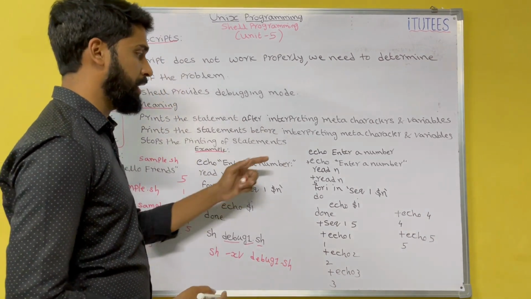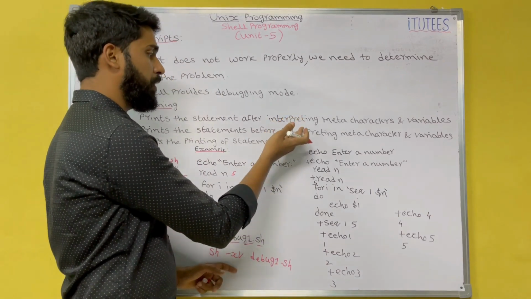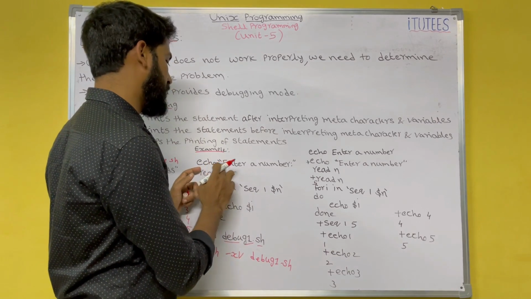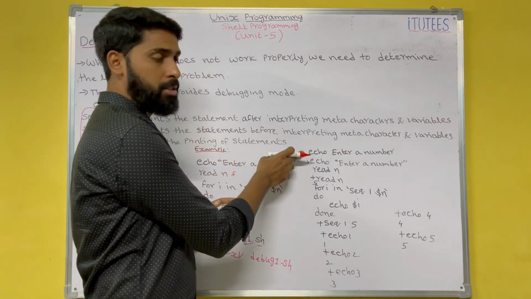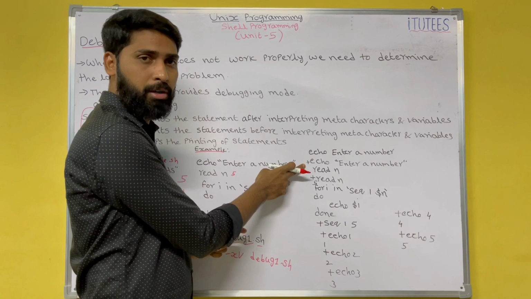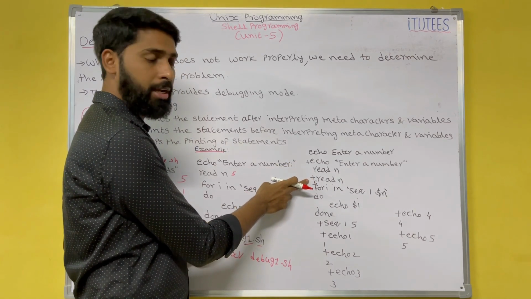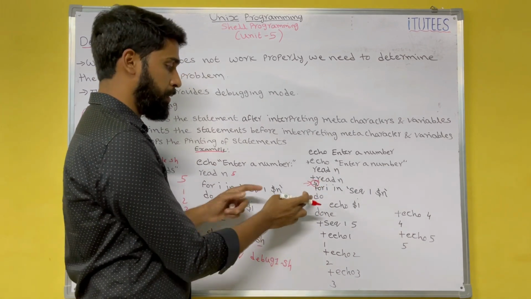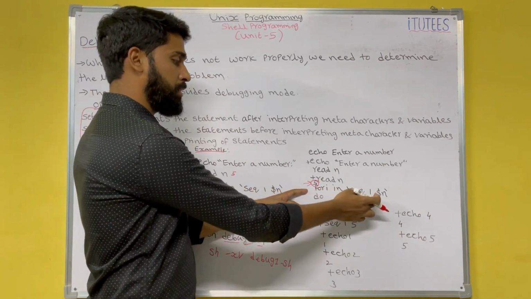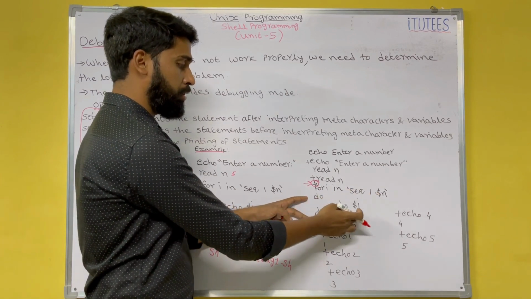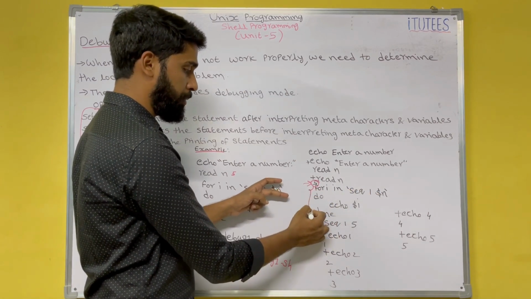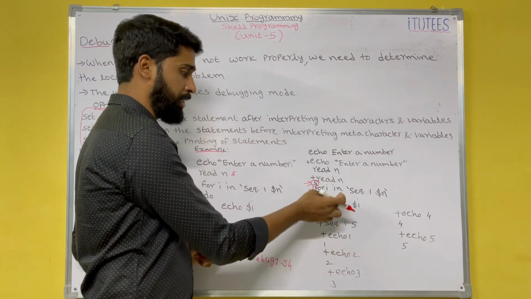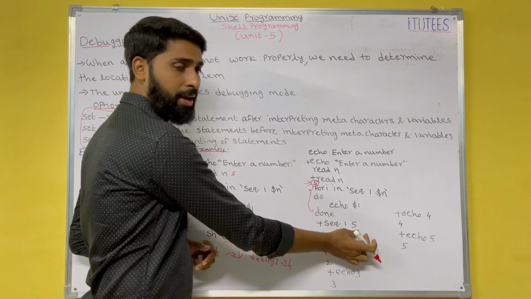Now what does it display? It displays both before and after interpreting the meta characters and variables. The first instruction is echo enter a number. This is after interpretation, this is before interpretation. Then read n, before and after. Then I enter the number 5 here. Before interpretation: for i in sequence 1 to n, do echo $i, done. After interpretation, this instruction is changed to plus sequence of 1, 5.